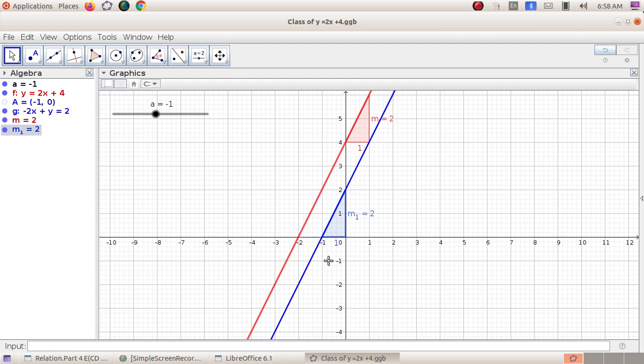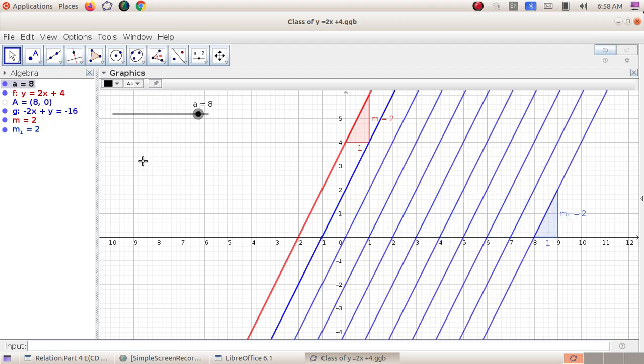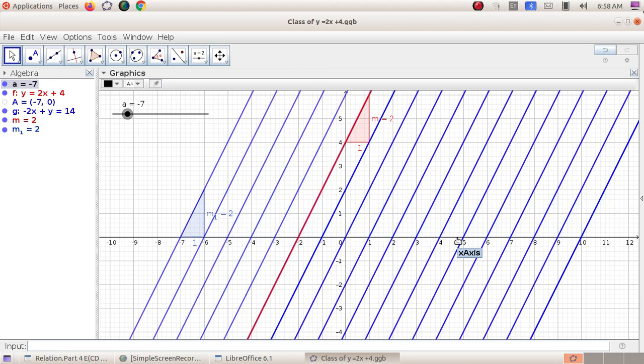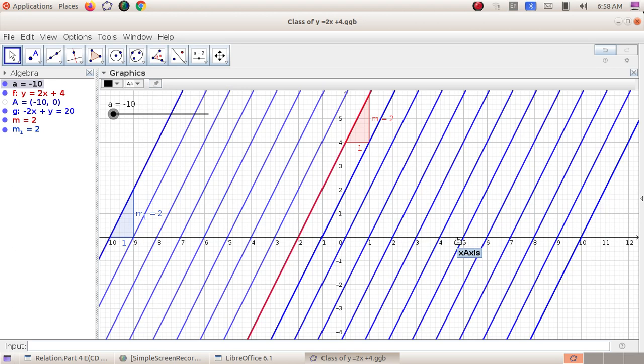Is there only one line having the condition? No, there are infinitely many lines having slope 2. I am going to draw them. These all lines have slope 2. These all lines are parallel to the given red line. There are infinitely many lines having slope 2. These all lines are related to the given red line.